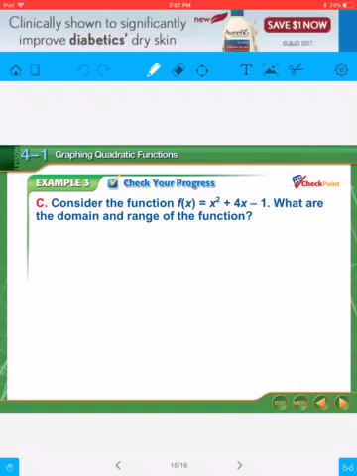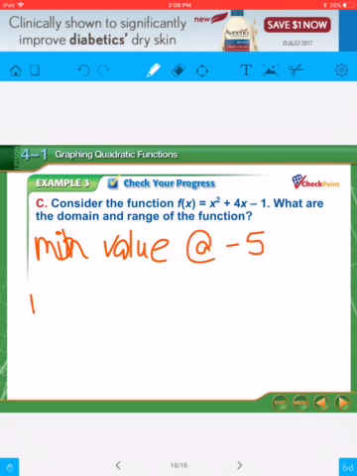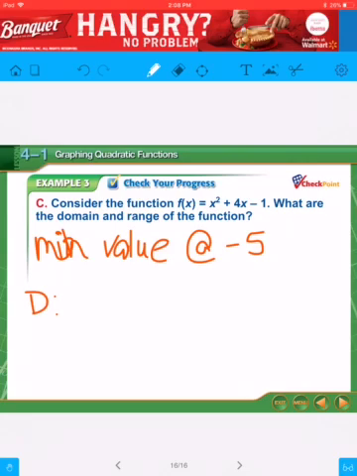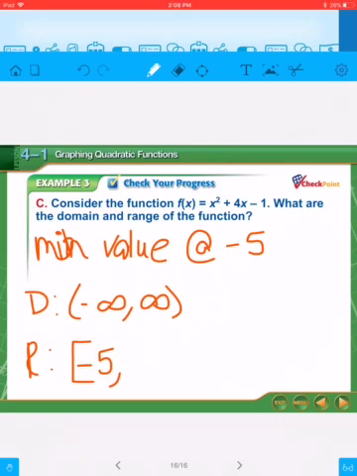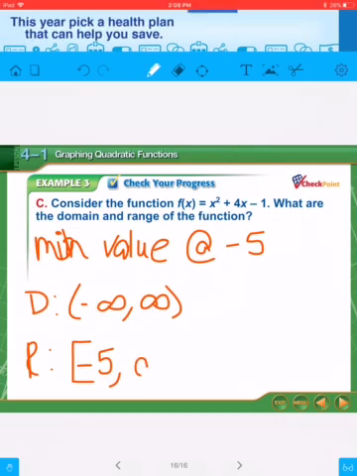Okay, and now we're going to talk about the domain and range. So we already said that we have a minimum value at negative 5. So our domain is never going to change for a quadratic. So our domain is still negative infinity to positive infinity. And our range, since we have a minimum value, our lowest possible y value is we're starting at negative 5. So we're going to do a bracket, negative 5, and we're going on and on and on forever to infinity. Close that with a parenthesis. So there's our domain and range.